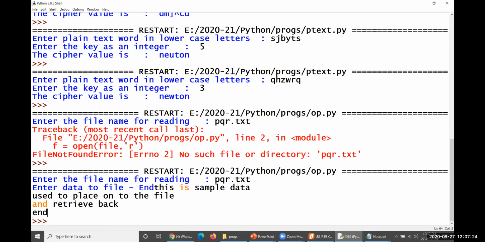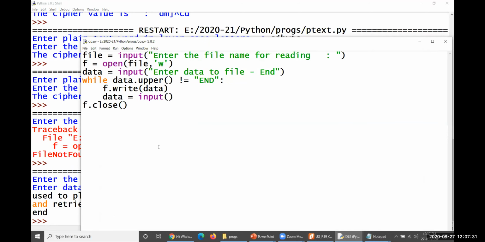Okay, this is the program which is used to place data onto the file. I think "Enter file name" is enough. You can give your own prompt message. There is no problem at all. Whatever prompt message you are interested in, yes, you can give.